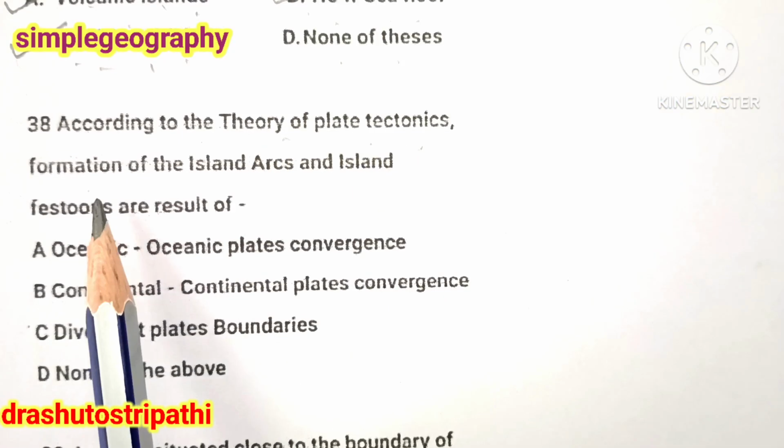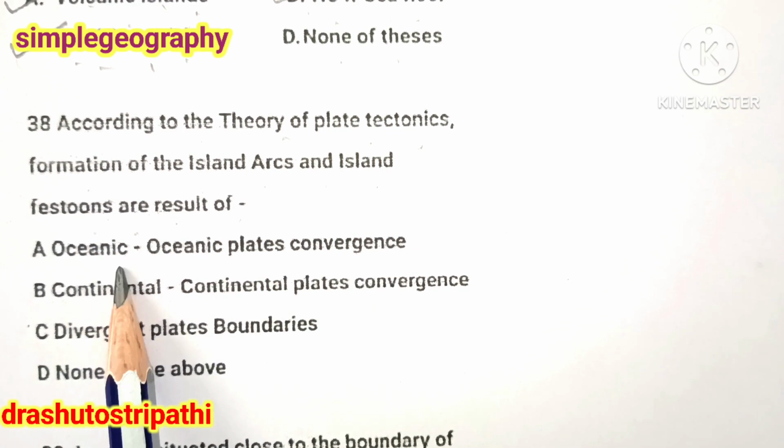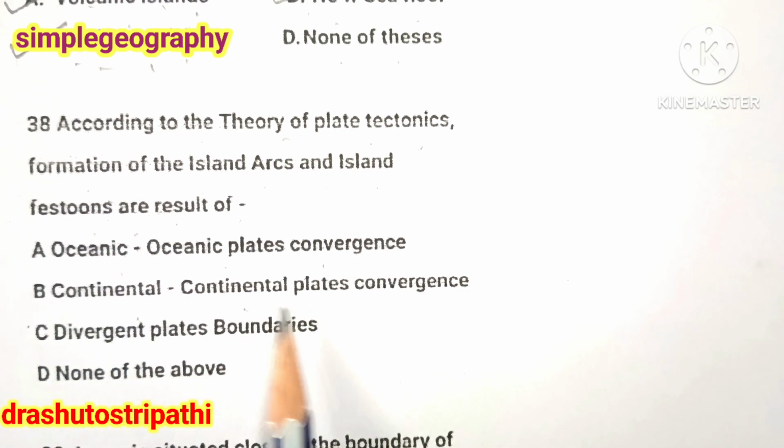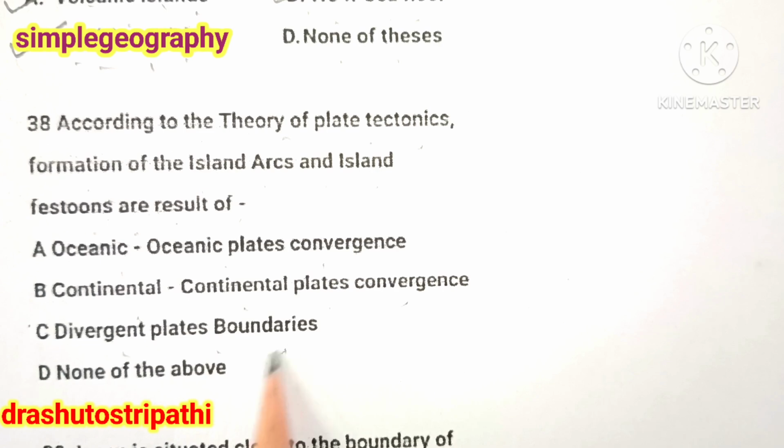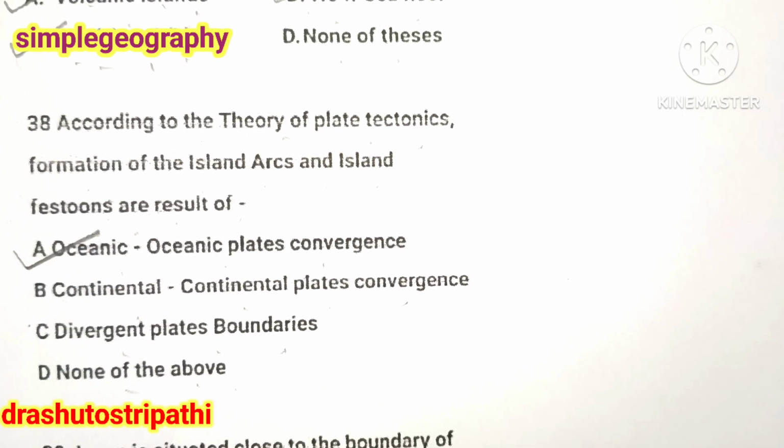In the theory of plate tectonics, formation of island arcs and island festoons are the result of: oceanic plate convergence, continental plate convergence, divergent plate boundary, none of the answer. The answer is A, oceanic and oceanic plate convergence.